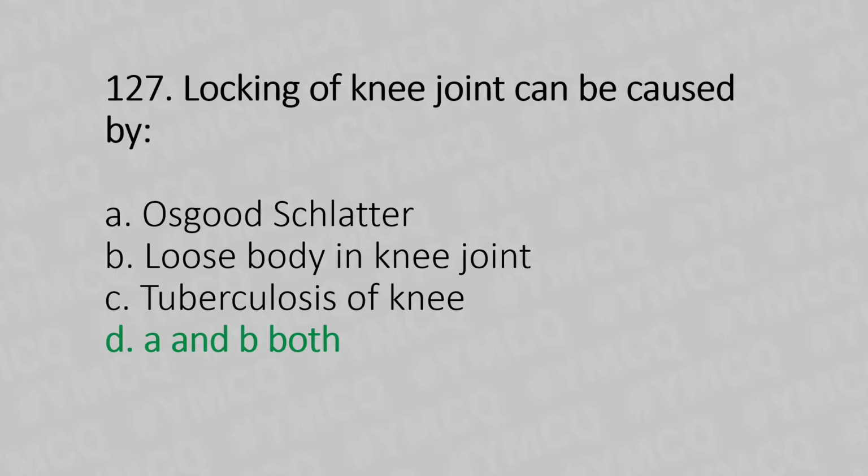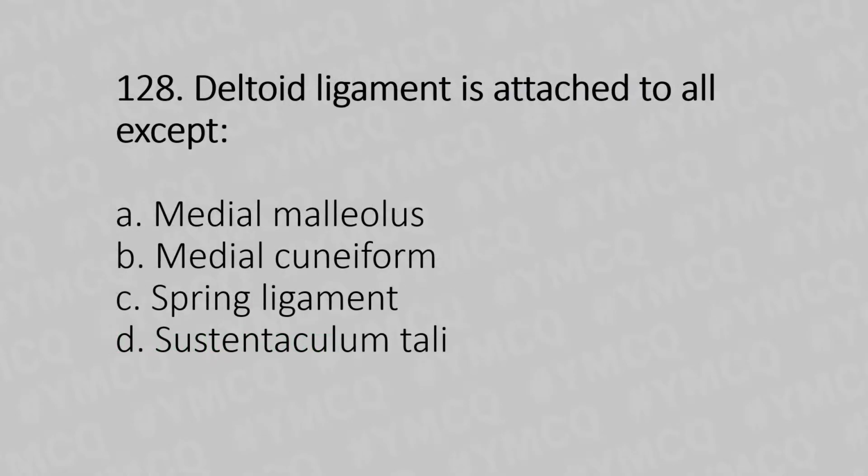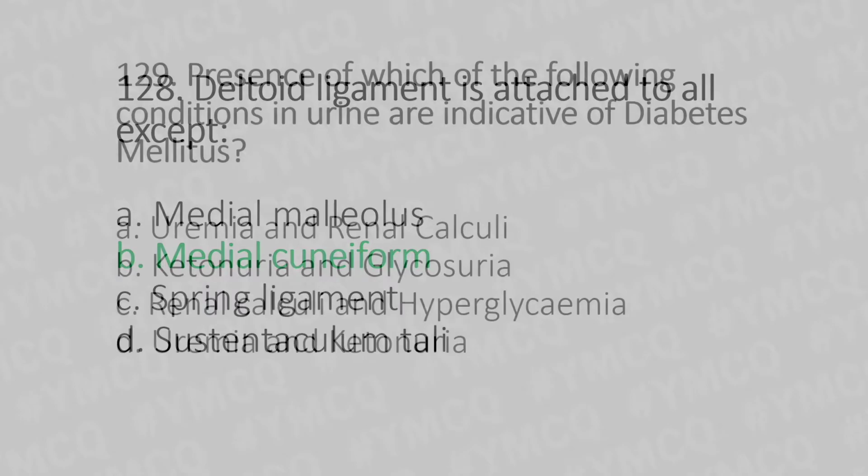Now let's move to question number 128. Deltoid ligament is attached to all except option A, medial malleolus, option B, medial cruciform, option C, spring ligament, option D, sustentaculum tali. And the answer is option B, medial cruciform.